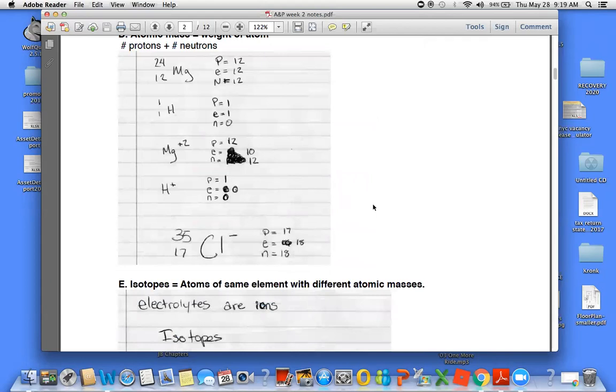Now, if you gain electrons, that means you're adding what? Negative charges to the atom. If you lose electrons, that means what? You're losing negative electrons from an atom.